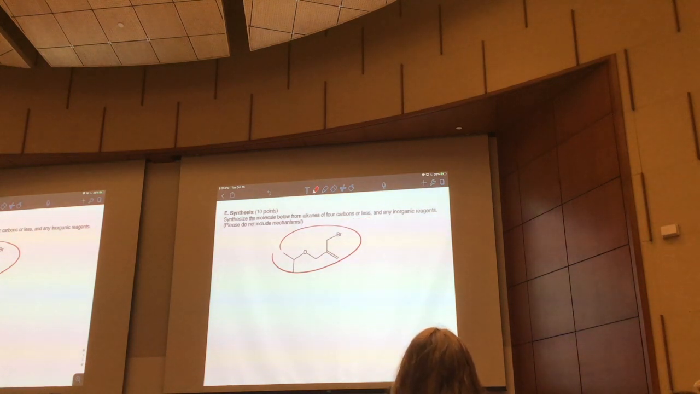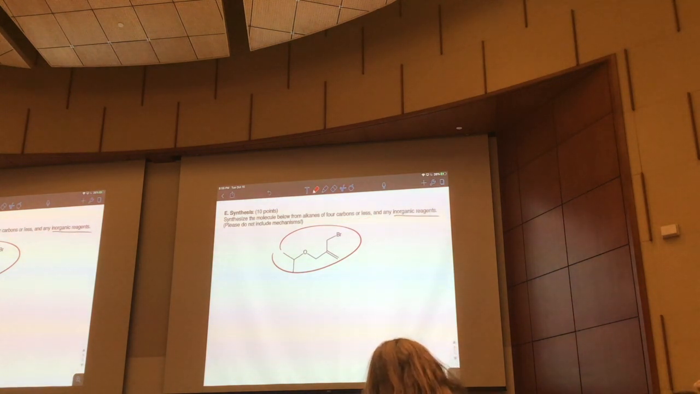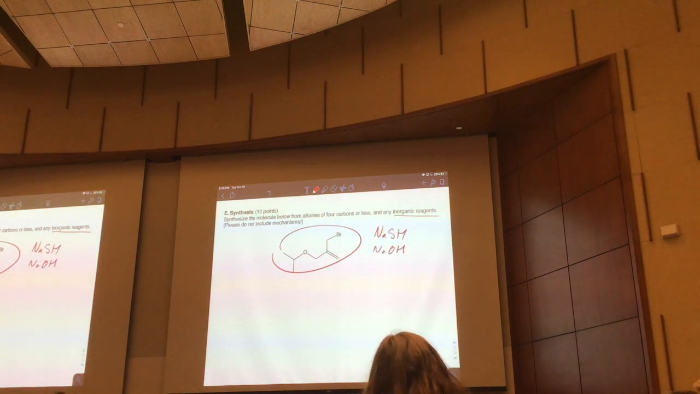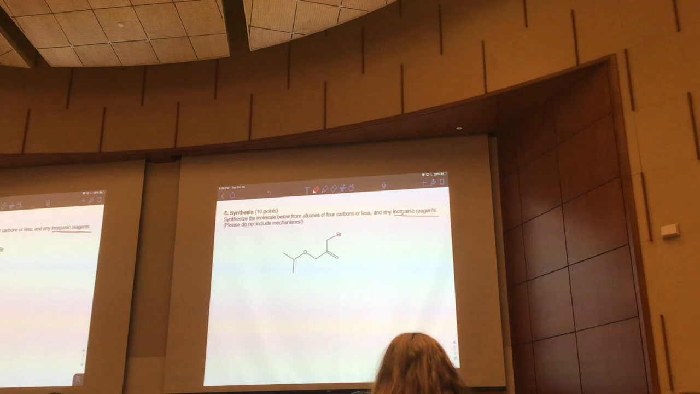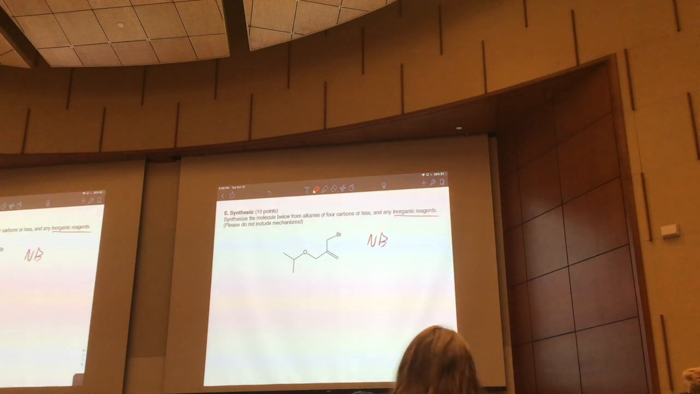Also notice we can use any inorganic reagents. For example, that would be like NaSH or NaOH, which might provide us with the sulfur or oxygen we need to make our final product. Those are inorganic reagents that we can use. Also, like NBS.